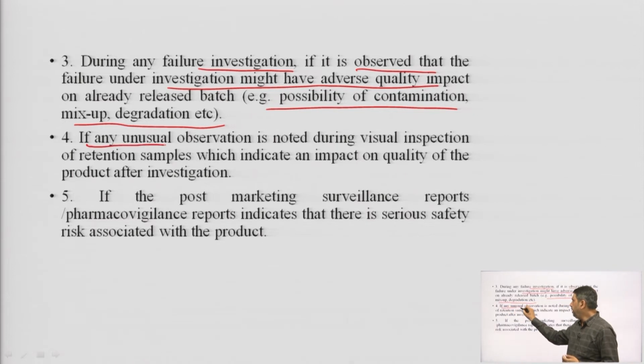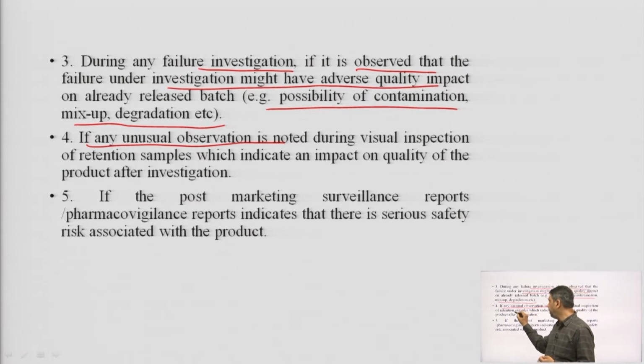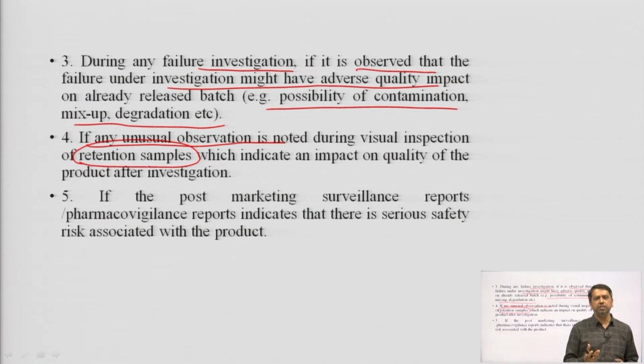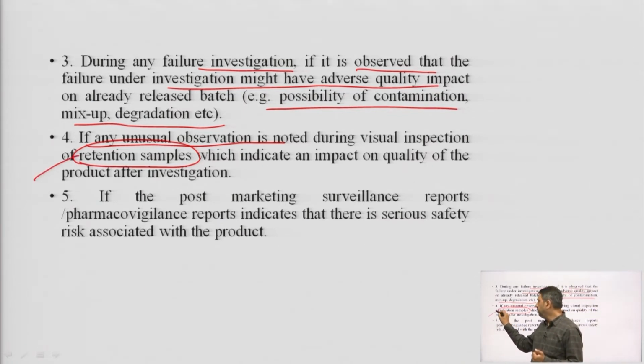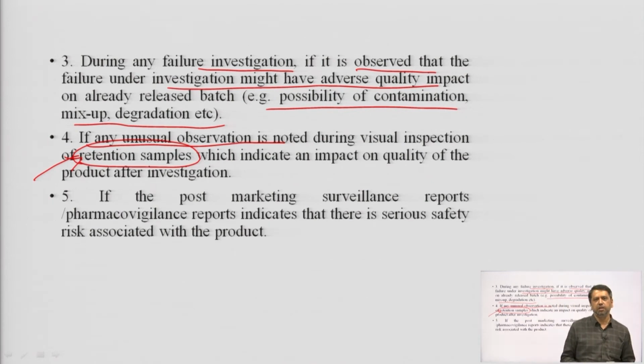Now, the fourth thing, if any unusual observation is noted in the retention samples, there are some samples which are retained by the manufacturer. So, if any kind of abnormal changes are seen in those retention samples, the manufacturer may withdraw. For example, if the manufacturer is producing an emulsion, and after some time he comes to know that these retention samples are cracked, the oil and liquid phases separate, in those cases they can withdraw their product from the market.